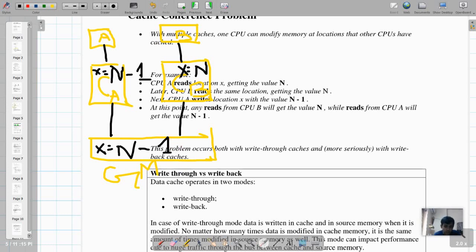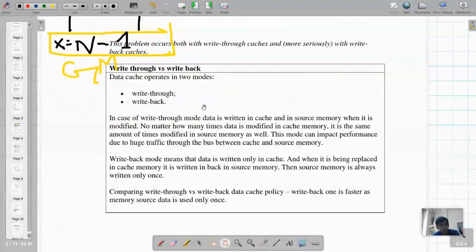To do this, actually, there are two policies. One is write through update policy, another one is write back update policy. And how do they go? In case of write through mode, data is written in cache and in source memory at the same time when it is modified, no matter how many times data is being modified in cache memory.